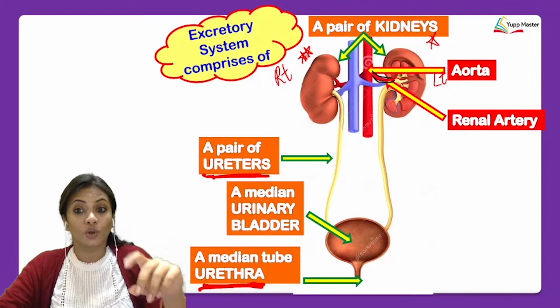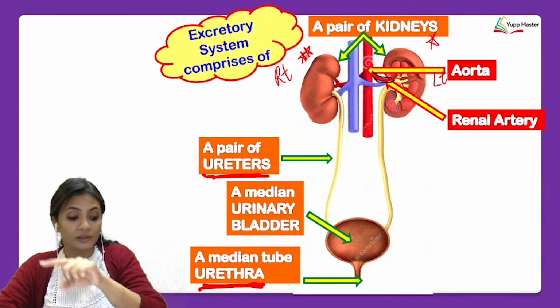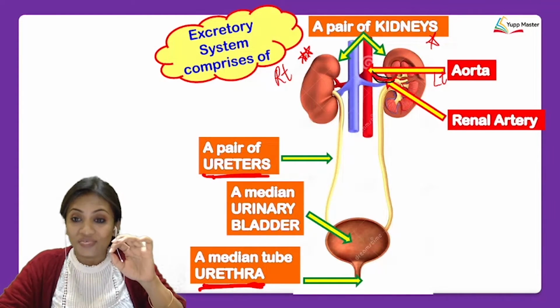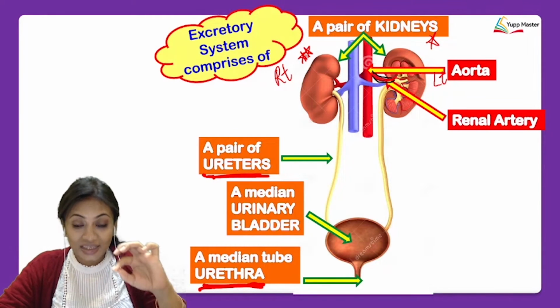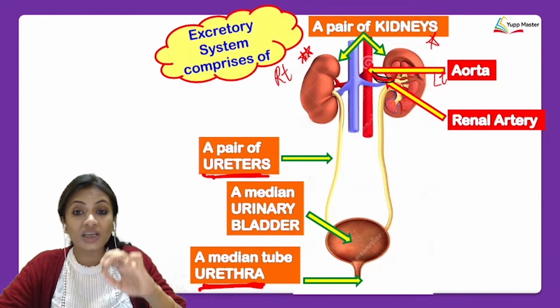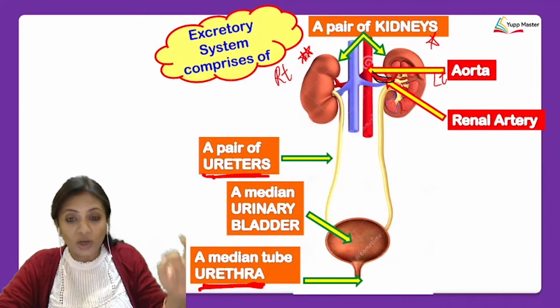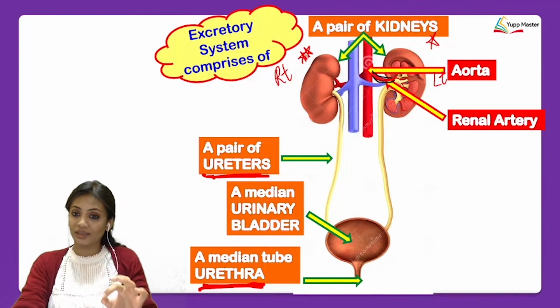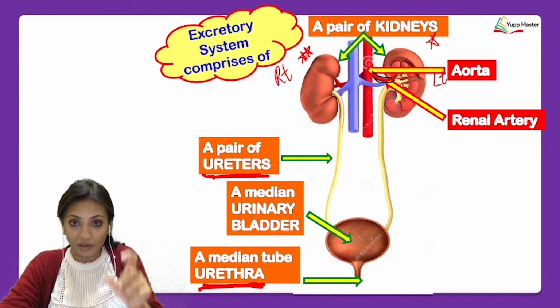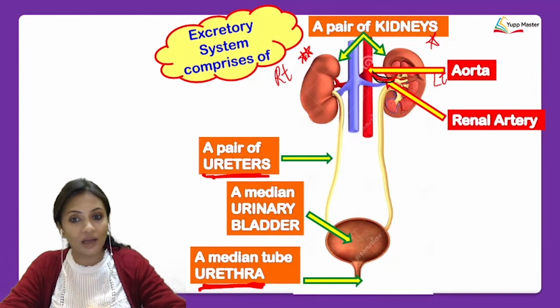All right. So this is the aorta, and then you have a renal artery here. Now, this renal artery is the one which is taking oxygen, taking blood to the kidneys. Did you get this? So we have here the aorta dividing into a renal artery.